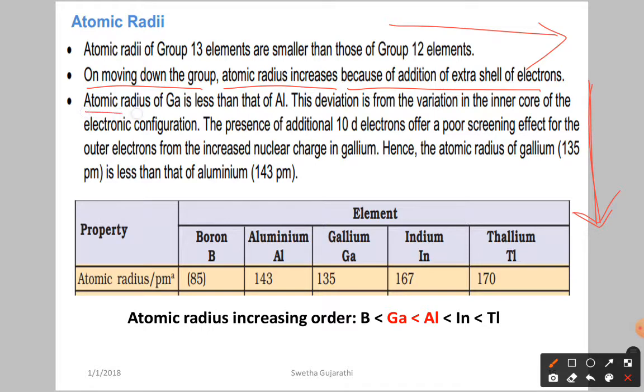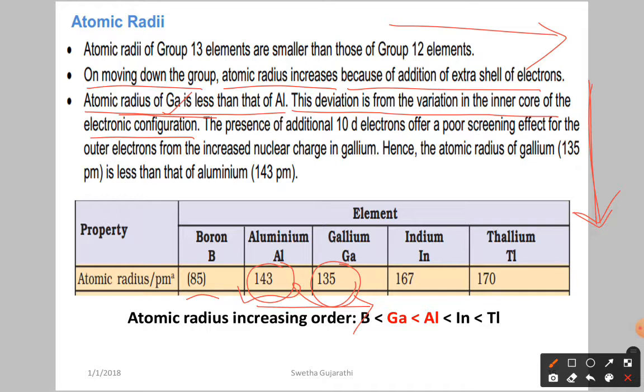The atomic radius of gallium is less than that of aluminium. Generally from aluminium to gallium the atomic radius should increase, but aluminium has 143 picometers, whereas gallium has 135 picometers. Why does this deviation come? It comes from the variation in the inner core electronic configuration, which we already discussed is different.